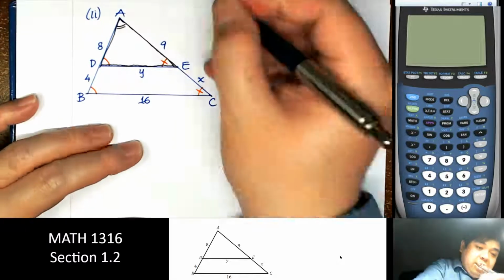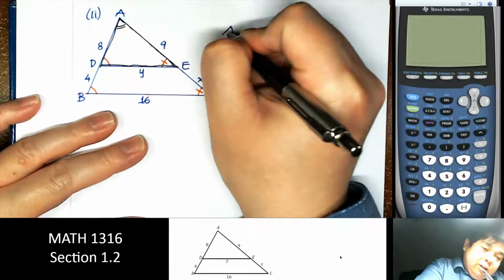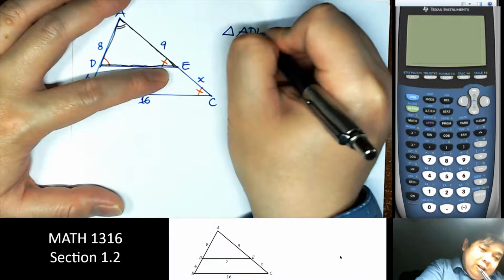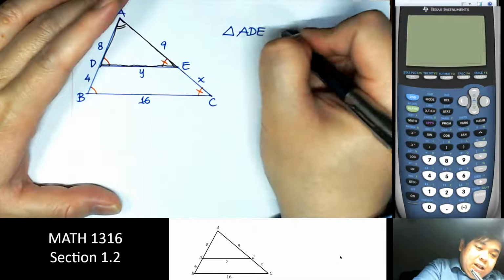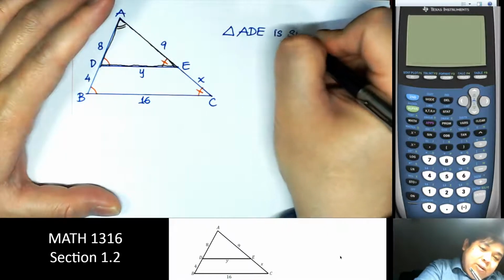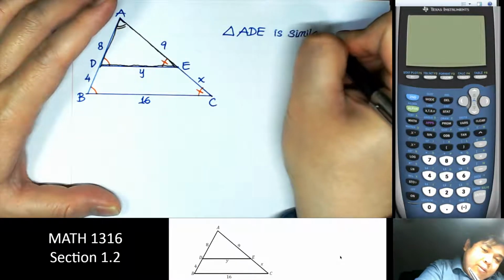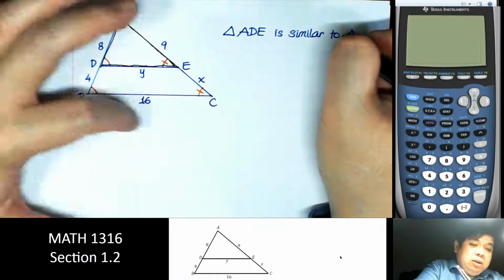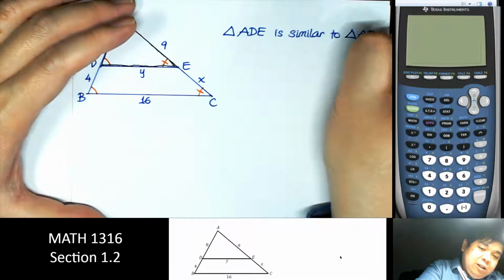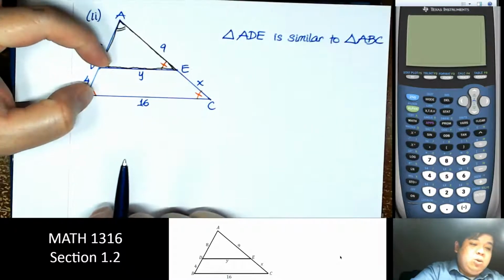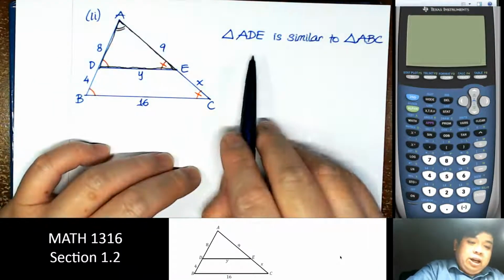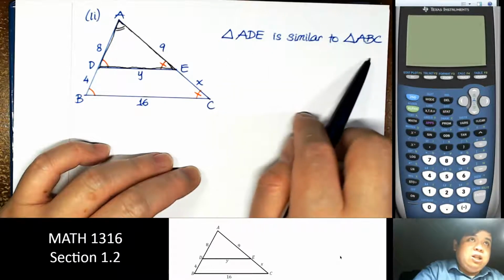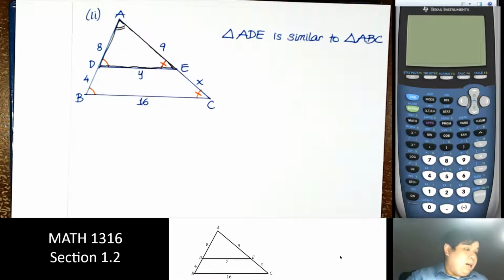So in that case, we say the triangle ADE is similar to ABC. So the angle A's are equal, these two are equal, and these two are equal. So A equal to A, angle D equal to angle B, and angle E equal to angle C. So we have to write the corresponding like that.